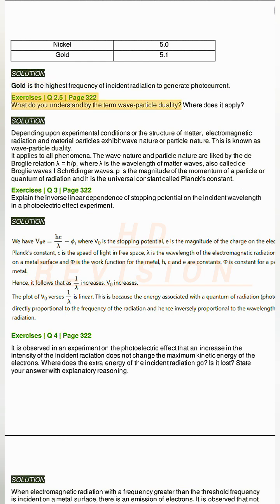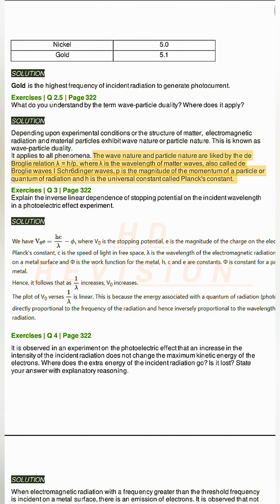Exercises Q2.5, page 322. What do you understand by the term wave-particle duality? Where does it apply? Solution. Depending upon experimental conditions or the structure of matter, electromagnetic radiation and material particles exhibit wave nature or particle nature. This is known as wave-particle duality. It applies to all phenomena.